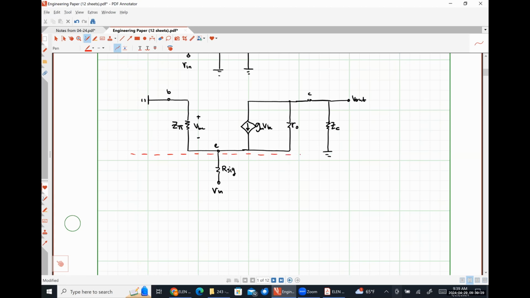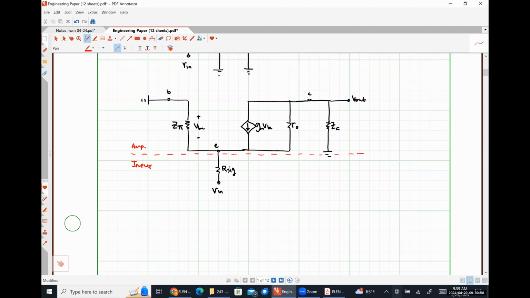kind of break this thing down into two stages, like so, where everything up above here is my amplifier stage, and everything down below is my input stage. Just to be clear here, my input stage is just going to be a voltage divider, where I'm going to have R sig and then the impedance looking in to the emitter node.